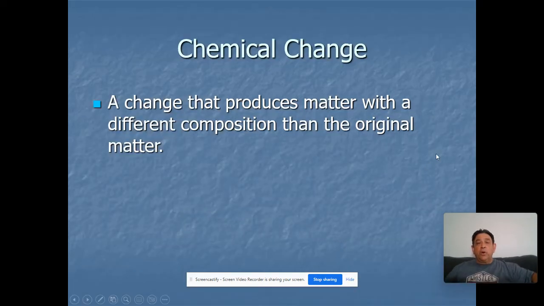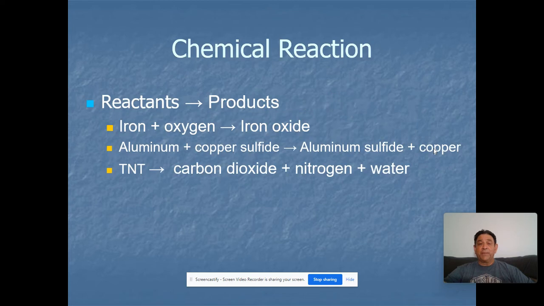Okay, so in the chapter that you were assigned to read, chapter 3 in the book, you looked at examples of chemical and physical change, right? So, what is a chemical change? Chemical change is a change that produces matter with a different composition than the original matter. In other words, you put some matter together, or you do something to a piece of matter and it turns into something else. Okay, and we see that a lot. That's basically the basis of chemistry. Right? So chemical changes are really big in chemistry.